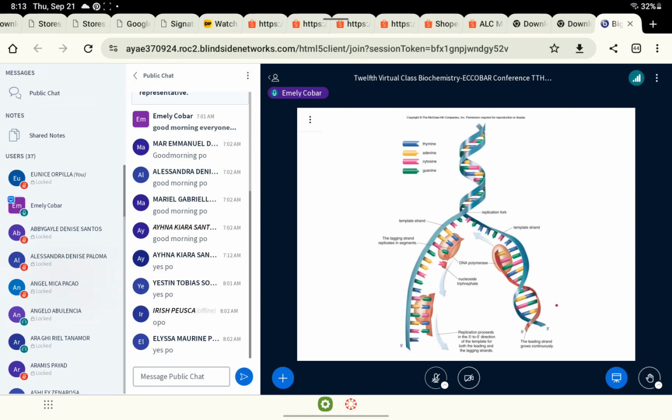Okay, tignan natin ito. The reading, it says here, replication proceeds in the 3' to 5' direction. Ito yung original strand, di ba? Nag-unwind yan. The reading always starts from the 3' to the 5' direction. So itong strand na to, which is being read from 3' to the 5' end, the replication is continuous. Ito yung replicated strand. It is being formed continuously.